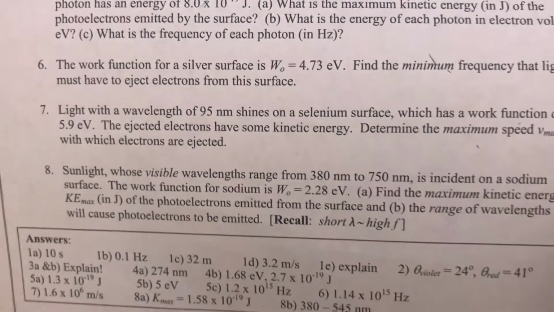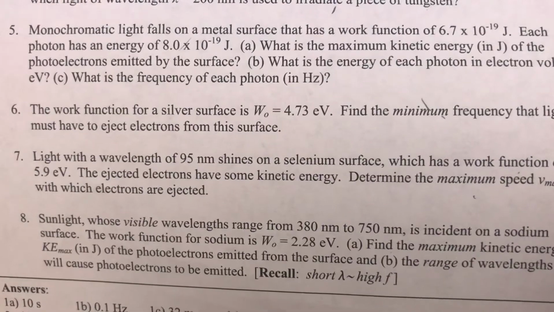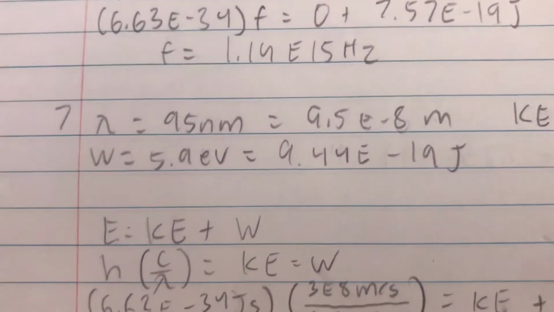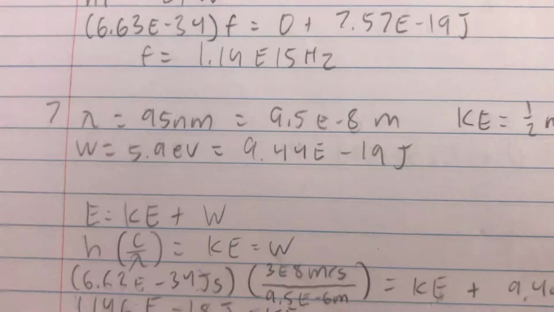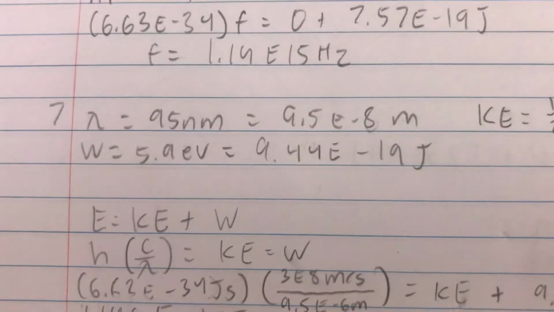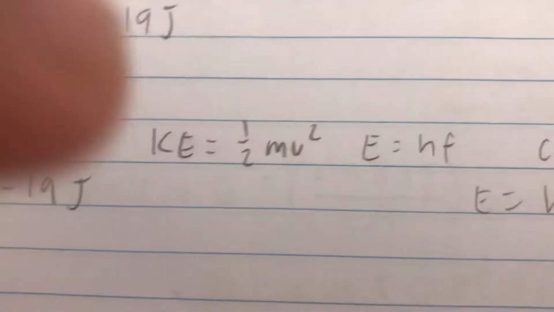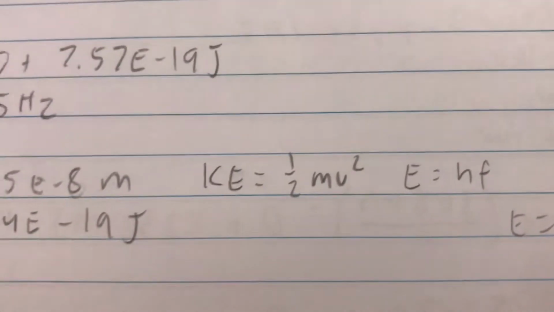The problem is asking for the maximum speed at which electrons are ejected. It gives us a wavelength of 95 nanometers and a work function of 5.9 electron volts. Convert the nanometers to meters, which gives 9.5 times 10 to the negative 8th, and convert electron volts to joules, and you get 9.44 times 10 to the negative 19th. The function for kinetic energy is 1/2 mv squared, so we're going to use that to find velocity.